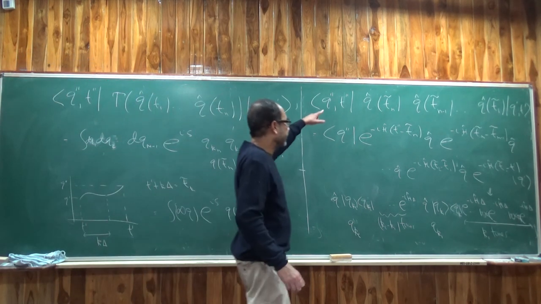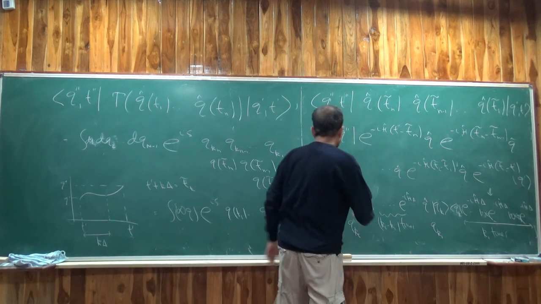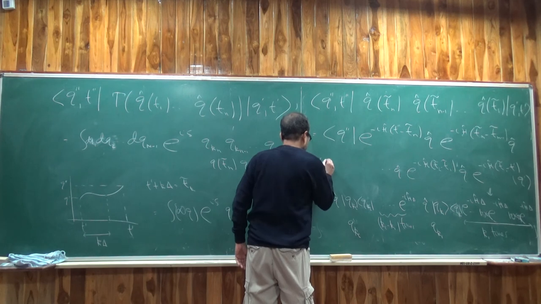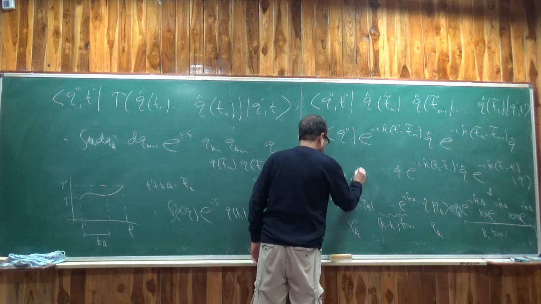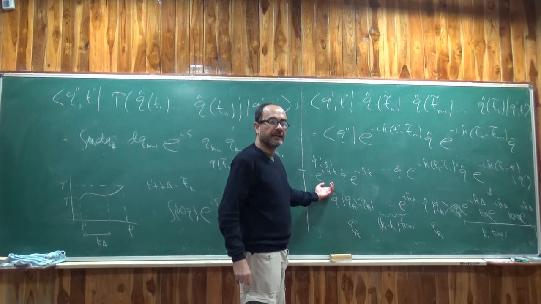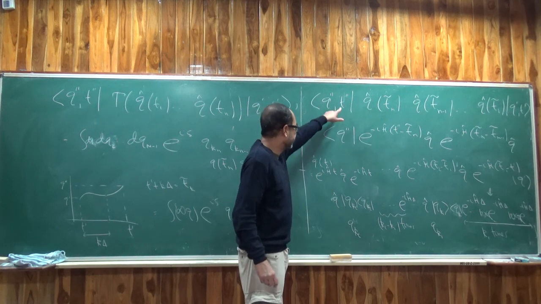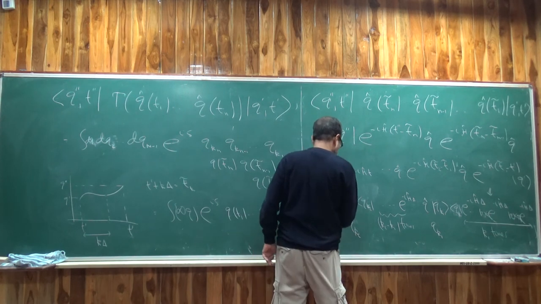How did you go from this one to this one? Oh, I just wrote each q hat t, I used the fact that q hat t is e to the i h hat t q hat e to the minus i h hat t. Okay, once you use this and this one, there are two things which are used. One is this one.